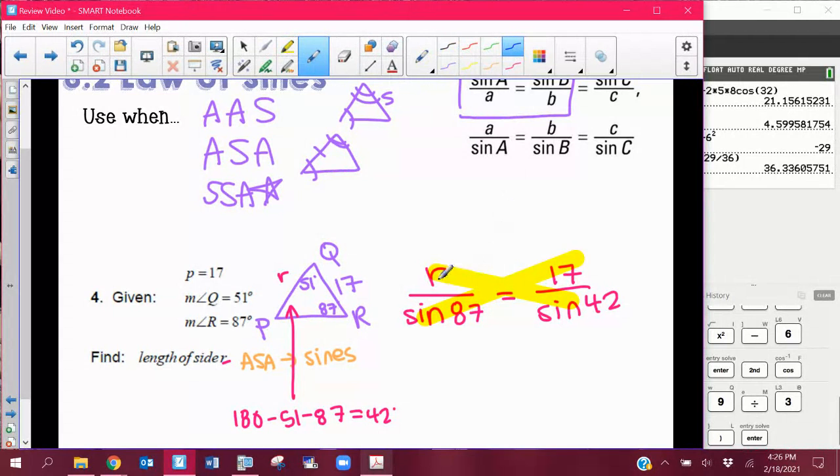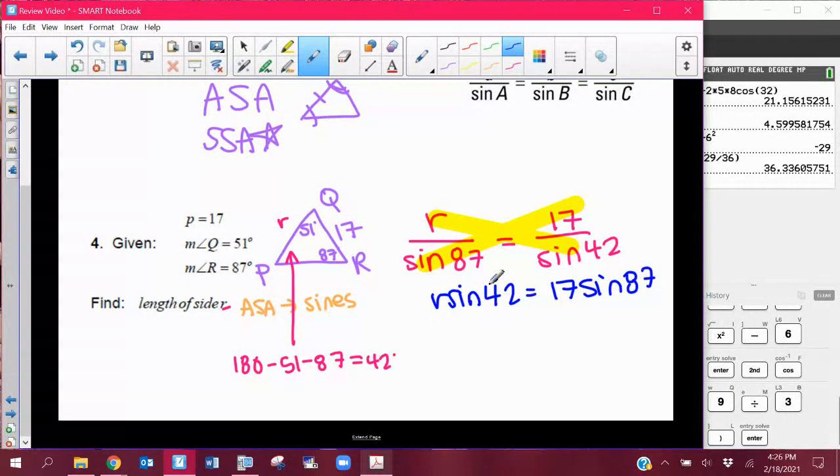So in this case, again, when you cross multiply, your equal sign still stays there. So I'm going to have R times the sine of 42 equals 17 times the sine of 87. These pieces right here, the sine of 87, the sine of 42, they're just numbers. They're ugly numbers, but they're just numbers. So in order to isolate the R, to get the R by itself, I'm going to divide both sides by the sine of 42. And I'm going to type this into my calculator.